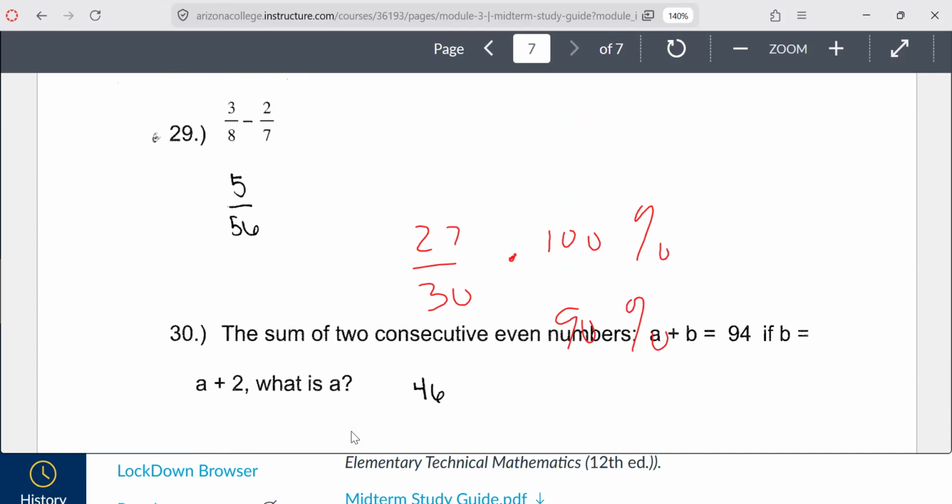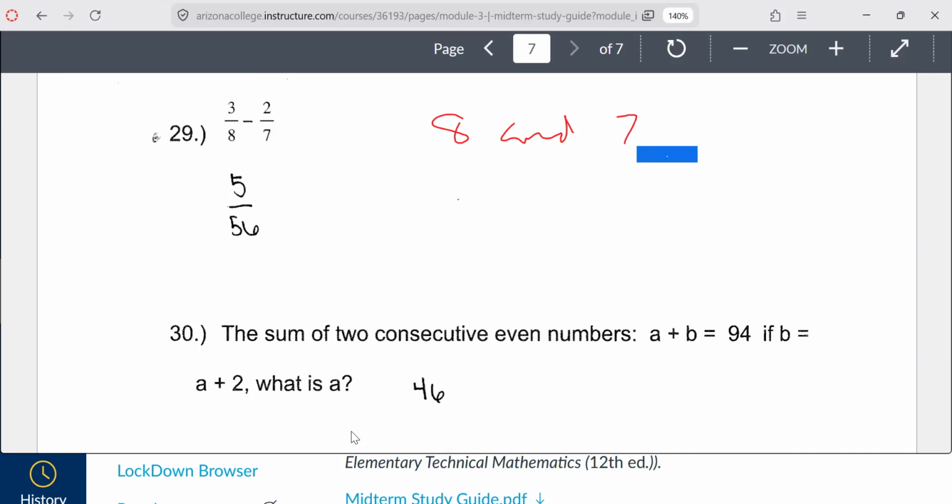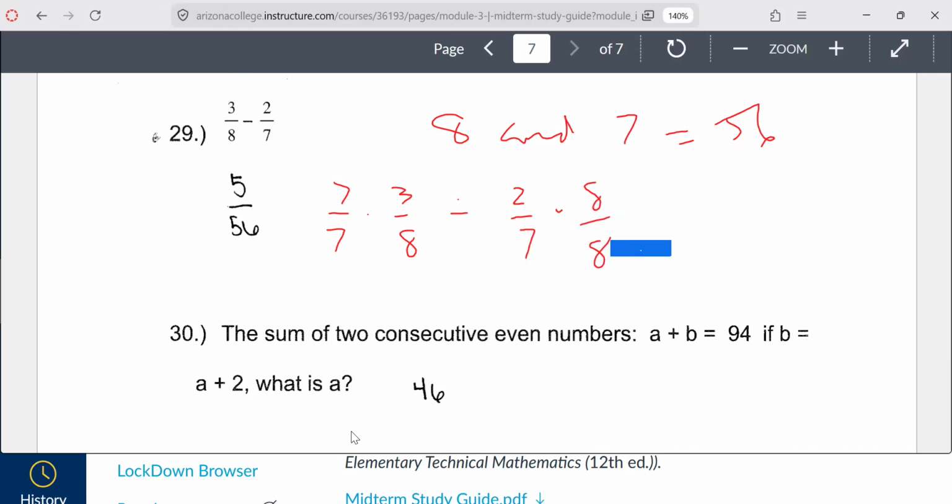So for the subtraction problem, I'm going to skip that. Again, you have to find the LCD of 8 and 7, and that is 56. So you change the denominators to 56. You multiply 3 over 8 by 7 over 7, and 2 sevenths by 8 over 8. And then you finish it, okay? Number 30, the last one.